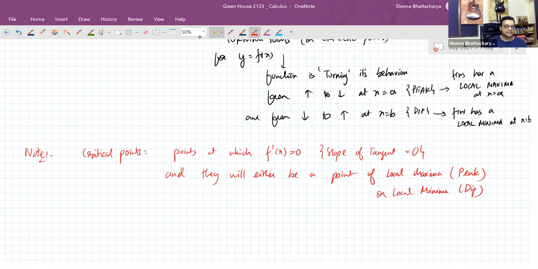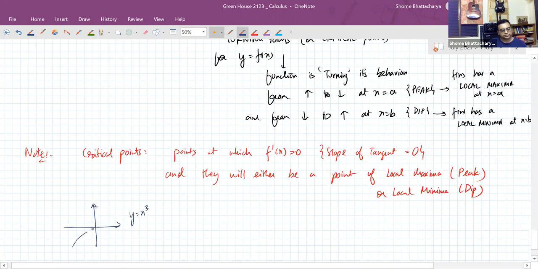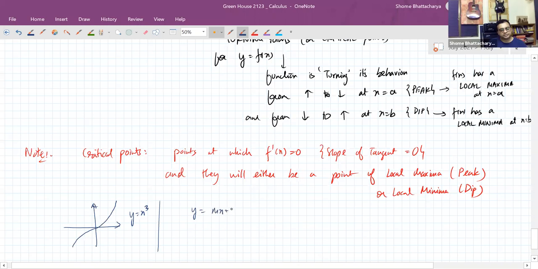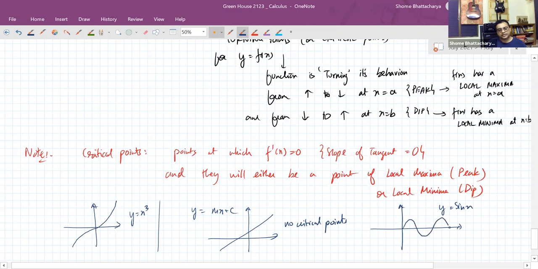So now the question becomes that we can analyze from the derivative of the function where all the slope is becoming zero. So what are my critical points? The function can have any number of critical points, including none. For example, look at the function y is equal to x cubed. It does not have any peak or dip points. Look at any linear function y is equal to mx plus c, it does not have any critical point. Whereas a function like y is equal to sine x or cos x has an infinite number of critical points because it's an infinite wave like this.